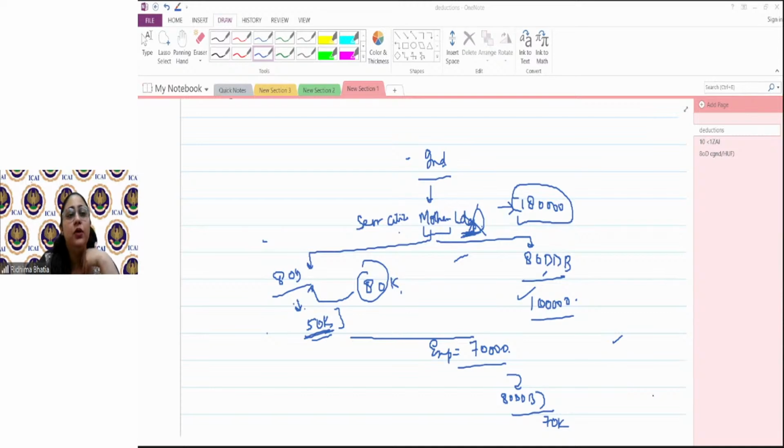Preventive health checkup ka amount is 5,000 for senior citizen also.